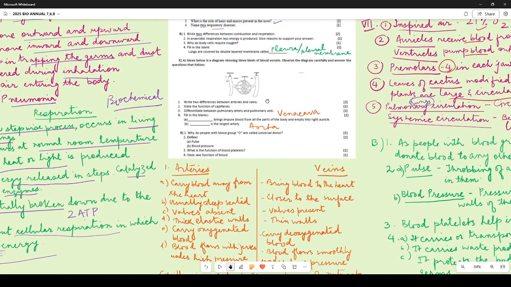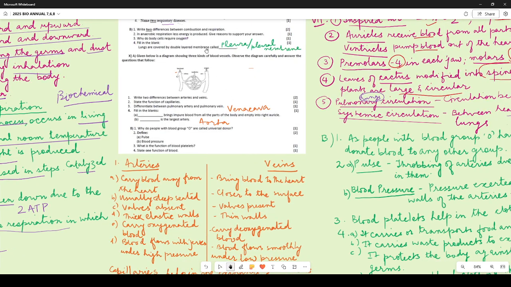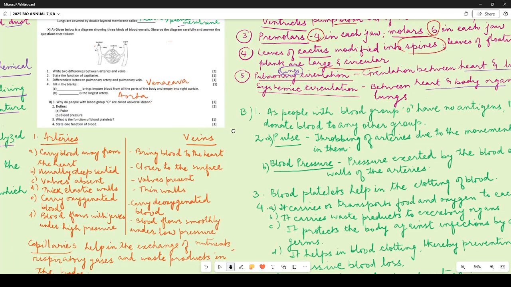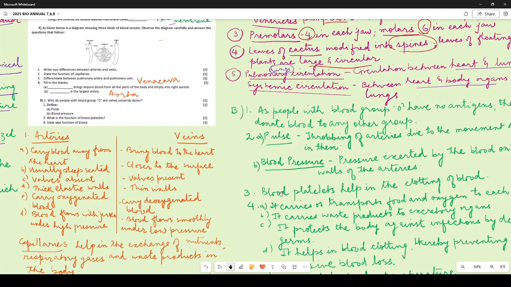Now, lungs are covered by a double layered membrane called pleura or pleural membrane. Okay, so that is the answer to it. Now, given below is a diagram showing 3 kinds of blood vessels. Observe the diagram and answer the question. The 3 types of blood vessels that we see over here are arteries, veins and the capillaries in between. Write 2 differences between arteries and veins. So, I have given you several differences. You can mention any 2 of them.